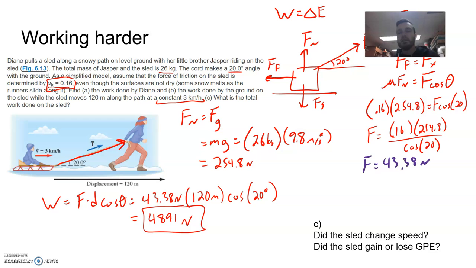Now, here's the thing. Did we speed up? No. So kinetic energy did not change. Did we come up off the ground or go into the ground? No. Is there a spring anywhere? No. So the energy didn't change. And what does that mean? When it asks us for the work done by the ground on the sled, that means the work done by Diane this way, kind of, and the work done by the ground must be equal and opposite. Why? Because the overall work done on this thing is 0.